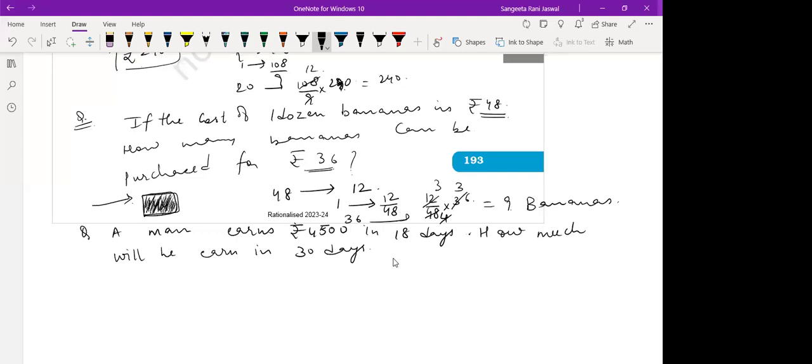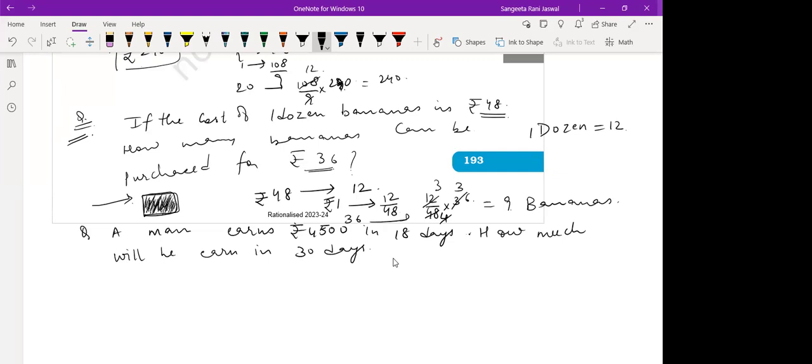Ma'am, I didn't understand the second question. The one you did earlier? Yes, ma'am, that one. See, it's written the cost of 1 dozen bananas is rupees 48. So in 48 rupees, we could purchase 12 bananas. 1 dozen means 12. So in 48 rupees, we can purchase 12 bananas. And in 1 rupee, how many bananas can we purchase? 48 goes down here, it gets divided. So 12 by 48 bananas can be purchased.